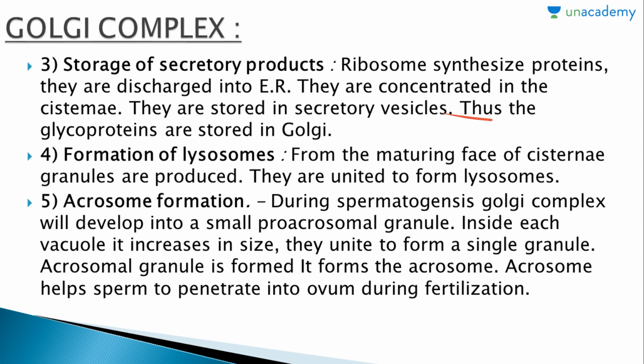So, the formation of lysosomes. From the maturing face of the cisternae, granules are produced. They unite to form the lysosomes. Acrosome formation. During spermatogenesis, the Golgi complex develops small proacrosomal granules. Inside each vacuole, it increases in size and they unite to form a single proacrosomal granule. This acrosomal granule forms the acrosome. This acrosome helps the sperm penetrate into the ovum during fertilization with the help of some enzymes.